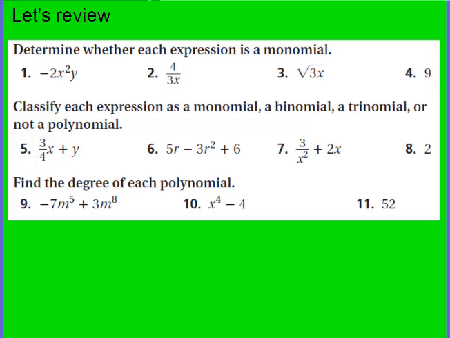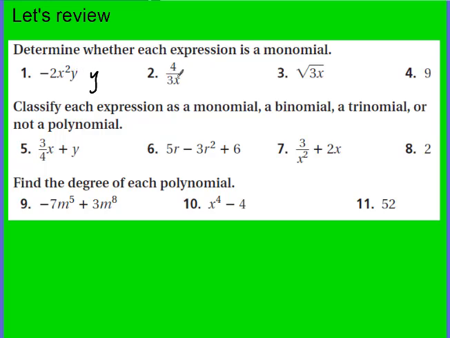Okay, so let's see if we can identify each of these as being a monomial or not. Number 1, negative 2x squared y. Is this a monomial? Yes. Notice that it's just the product of letters and numbers, and the exponents on my variables are whole numbers. It's perfectly fine for this number out front to be negative. It's just that the exponent can't be negative.